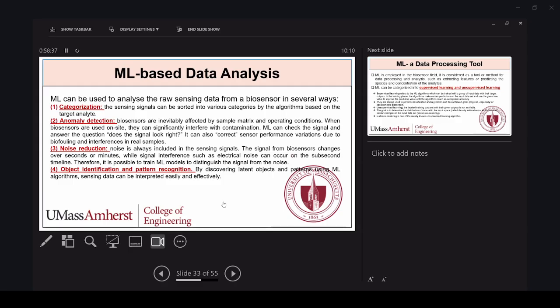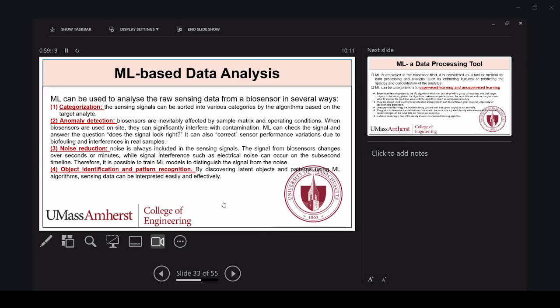As I mentioned, what exactly does machine learning do? In several ways, it categorizes the sensing signals into various categories using algorithms. We have a lot of electrochemical signals. First, it has to categorize them based on the particular analyte, which is the protein. Then anomaly detection: it has to detect the faults, the things that affect the signal. When a biosensor is used on site, contamination can significantly interfere, right? So machine learning can check the signal and answer the question, does the signal look right? That is anomaly detection for cancer prediction.